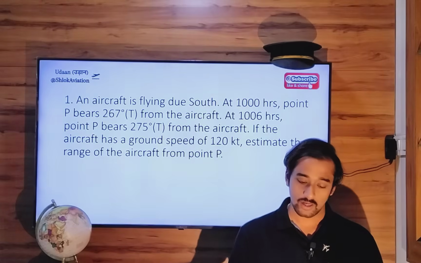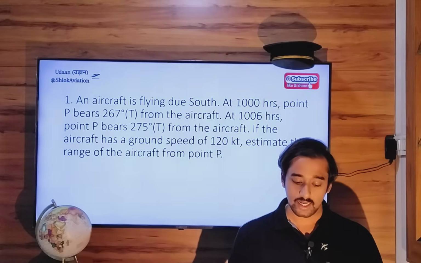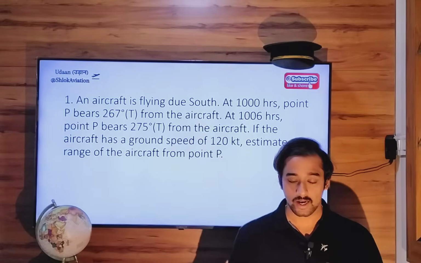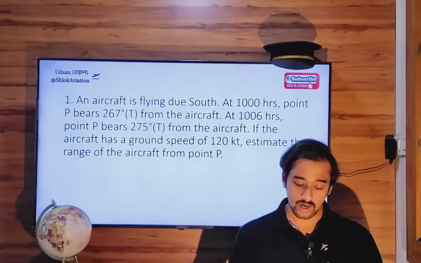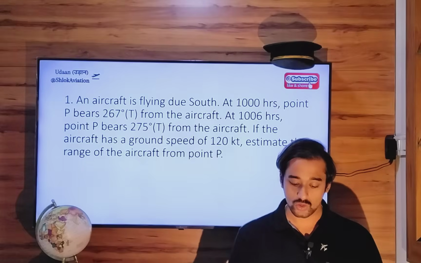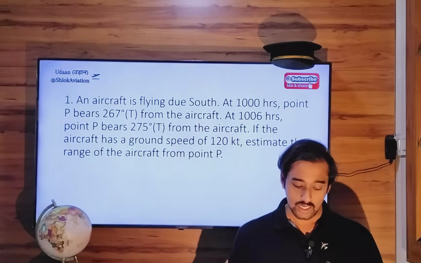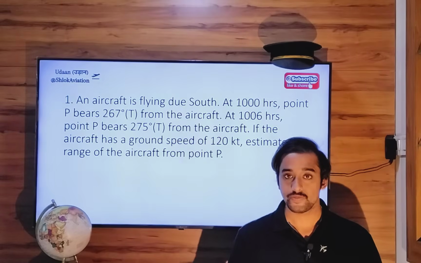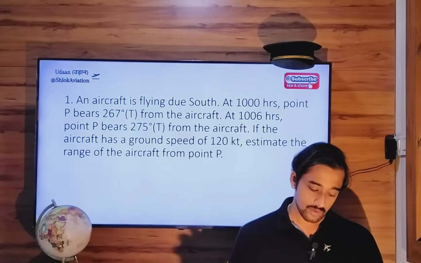Flying due south. At 10 o'clock, point P, point Papa, bears 267 from aircraft. At 10 hours 6 minutes, same point bears 275 from aircraft. If aircraft has a ground speed of 120 knots, estimate the range of aircraft from point P.